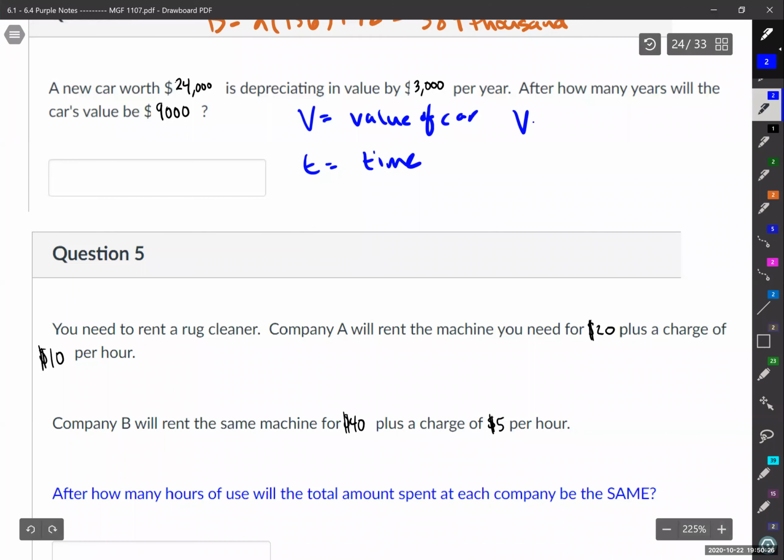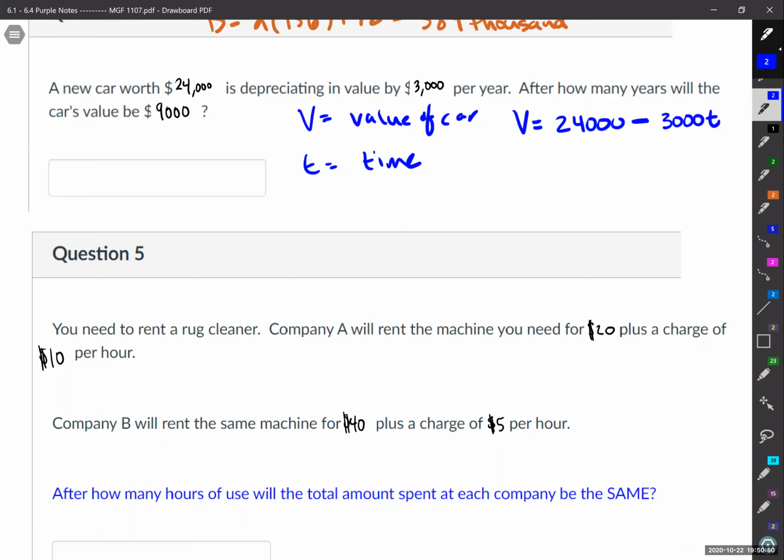The value should start at 24,000. And each year we are depreciating, which is losing, makes us think of subtraction. 3,000, but repeated subtraction of 3,000 is the same as 3,000 times t, right? Because repeated addition or subtraction can be written as multiplication. So this is 3,000t.